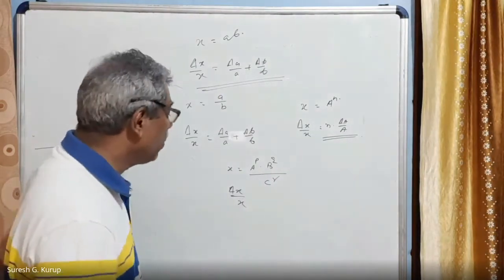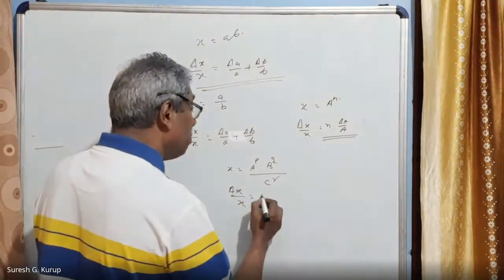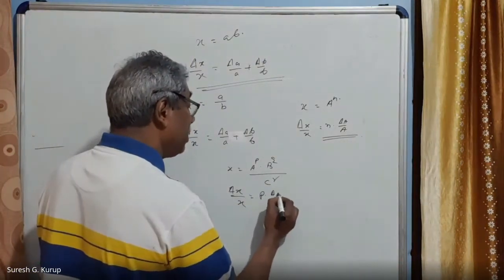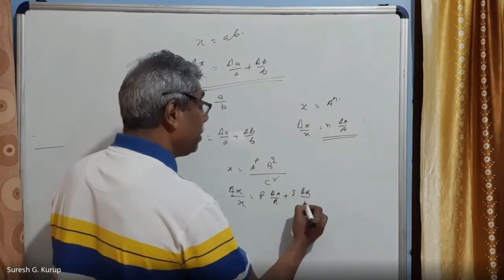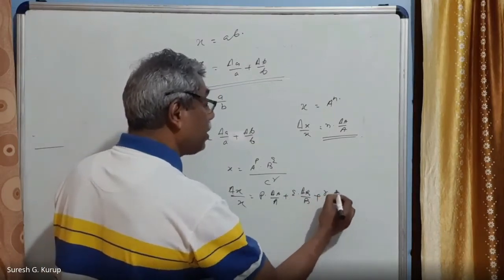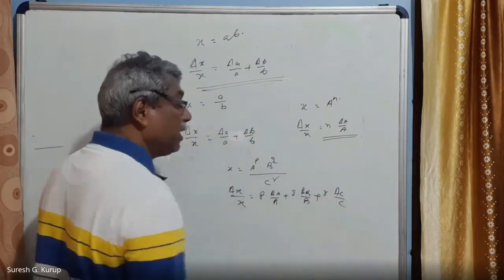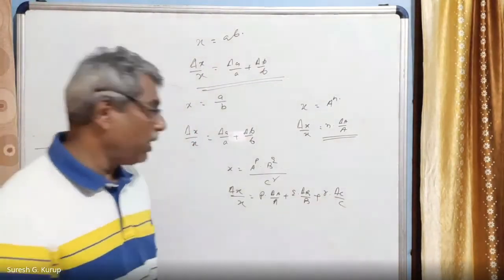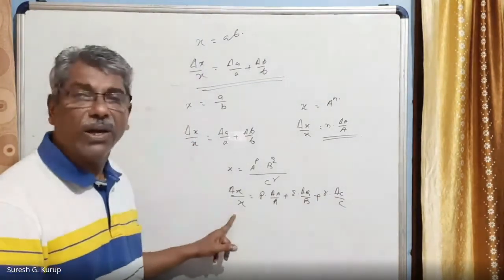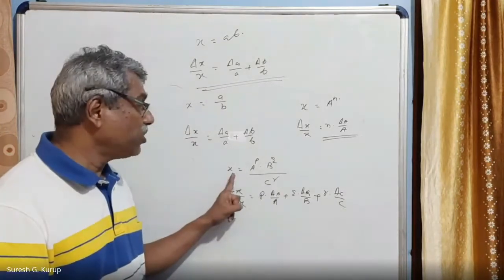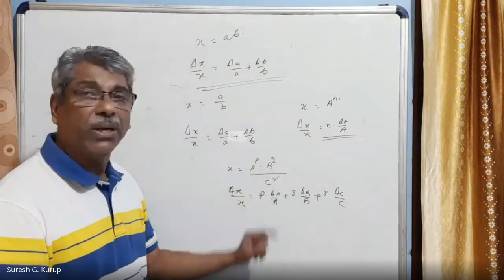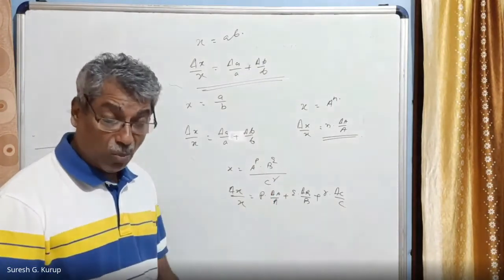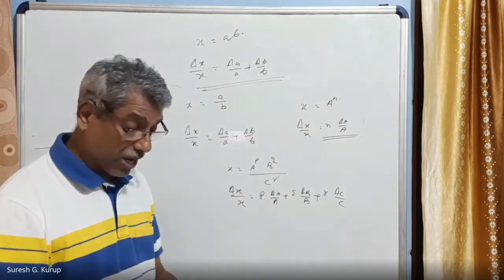In that case, what will you do? You will add only. This is equal to p into delta a by a plus q into delta b by b plus r into delta c by c. In this way, we can calculate the relative error in the calculation of x is equal to a raised to p, b raised to q, divided by c raised to r. This is the combination of errors in the calculation, right?